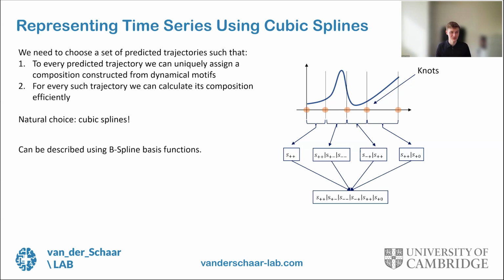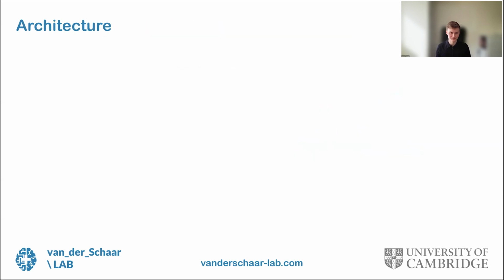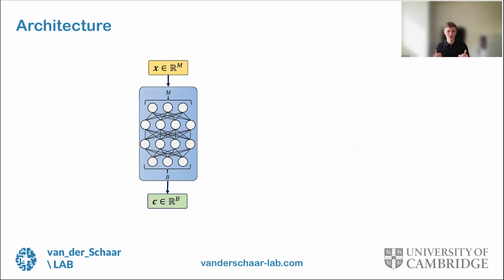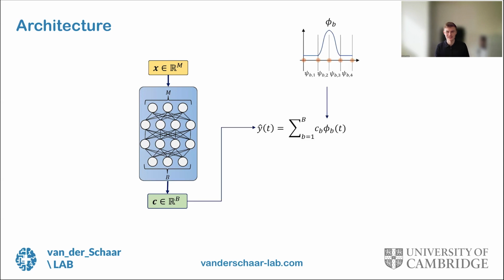Another very nice property of cubic splines is that we can describe them using B-spline basis functions. These are very special piecewise functions, which guarantee that every cubic spline can be expressed as a linear combination of the B-spline basis functions. So in principle, we can describe every trajectory as just a vector of coefficients of these different basis functions. This leads to a very simple architecture where we take the static features and encode them with a neural network into a latent vector that acts as the vector of coefficients of the B-spline basis functions. Then the predicted trajectory is fully determined by them, and is just the linear combination of these basis functions.